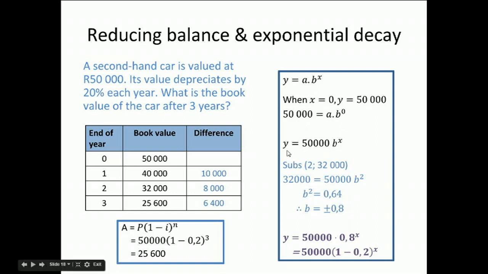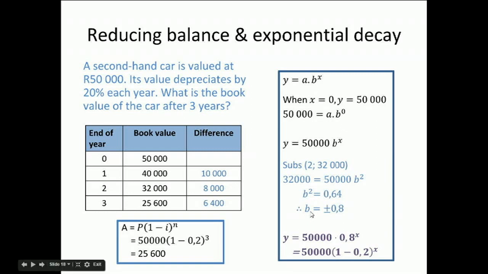I've got my a value already. Now I need to find my b value. My b is the base. And so I chose the 0.2 for year 2 and 32,000, but I could have chosen any of the other values, and I substituted. So my x is a 2, which is the exponent. My y is the 32,000, which is the book value. And then I get b squared is 0.64. And then I get b equals plus or minus 0.8.